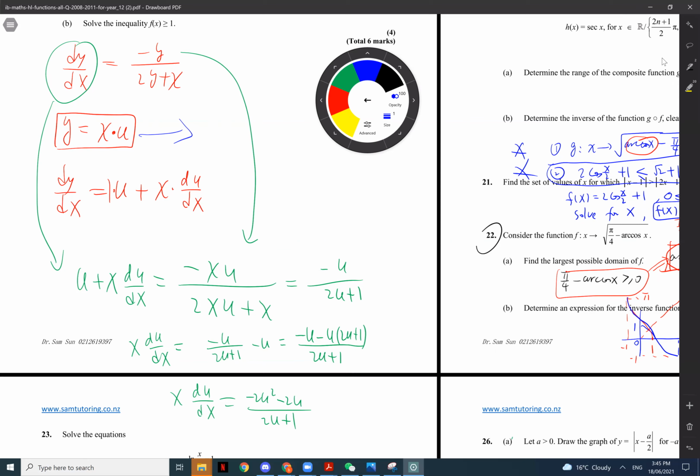Question, why can we do this? Because this type of differential equation, if you learn more in mathematics, of course not in the A2 syllabus, is called homogeneous.